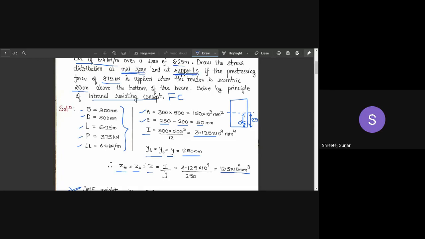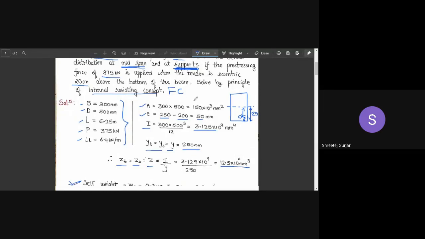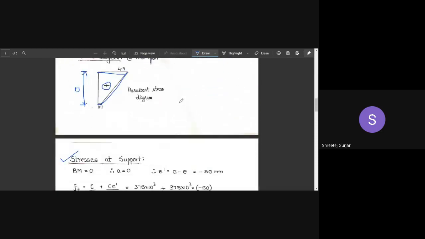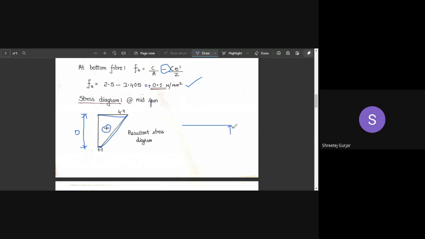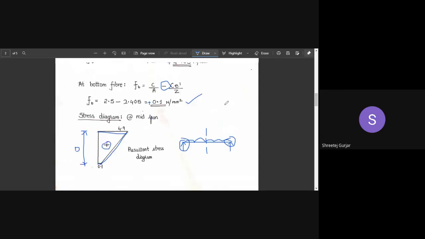So can you just tell me what is the process of calculating at the supports? What is the moment generated at supports in a simply supported beam? So this is a simply supported beam. What is the moment generated at supports? We have calculated at midspan. What about supports? Zero, sir. Yes, zero, right? Because it is a simply supported beam, no moments will be generated at the supports.